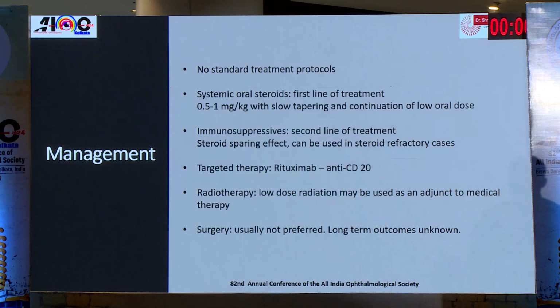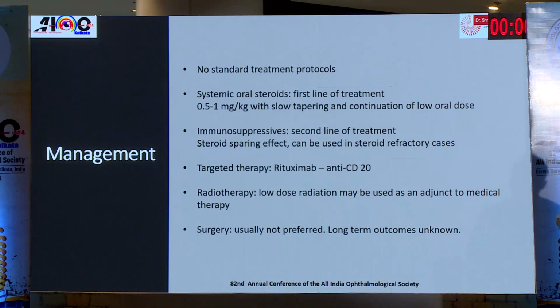So there are no standard treatment protocols for management of IgG4 disease till now. Systemic oral steroids are usually the first line of treatment and can be started at 0.5 to 1 mg per kg. And since IgG4 has a relapsing and recurring course, the tapering should be slow and a low dose should be continued for a longer duration of time. Immunosuppressives form the second line of treatment. They are steroid sparing agents and can also be used in steroid refractory cases.